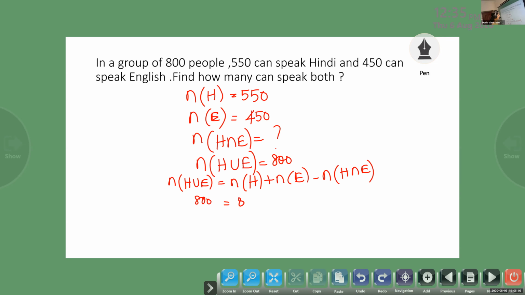Just 550 plus 450 minus n of H intersection E, we don't know. So this is what we want to calculate. So 800 is equal to 1000 minus that. Okay, so the final answer is 200. Right. Yes, correct, Aryan.